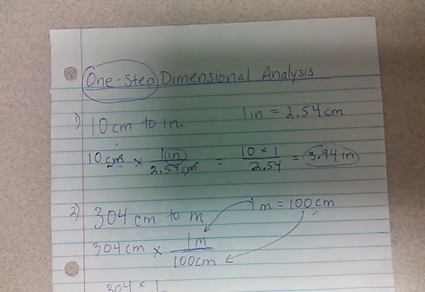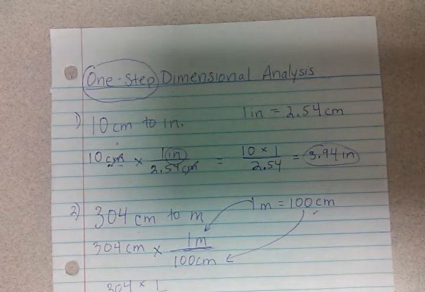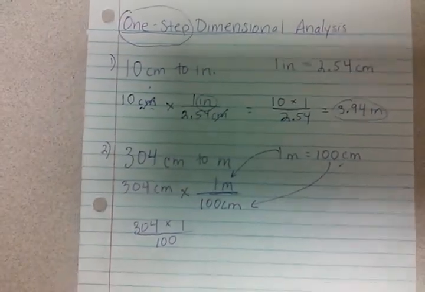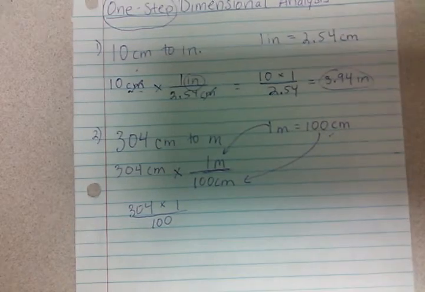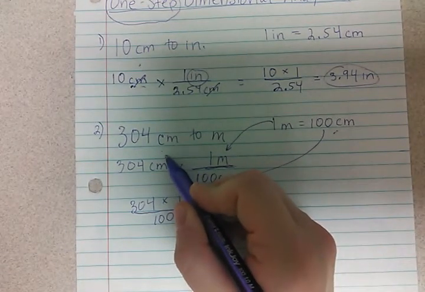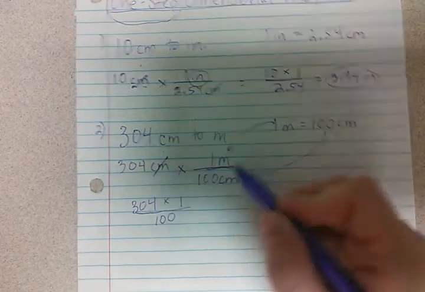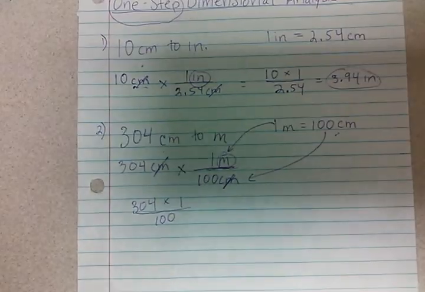And I actually just realized I missed a step. I missed the step where we cancel out repeated units on the top and the bottom. And you couldn't see that last step that I just did. Sorry about that. So let's go back here. 304 centimeters. These centimeters cancel out, and we're left with meters, which is good. That's what we want to end up with.